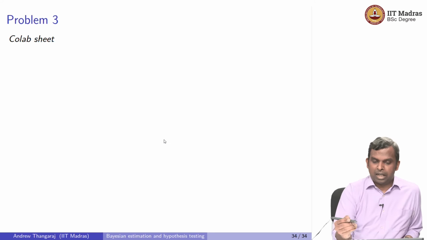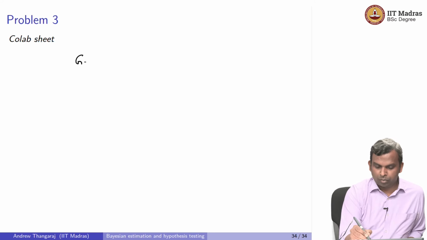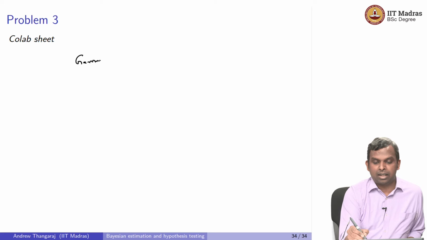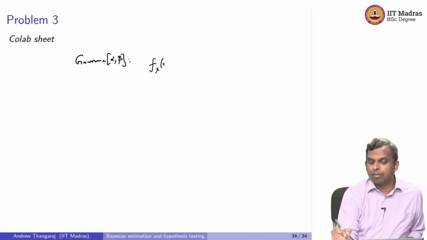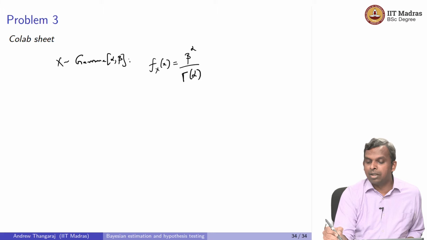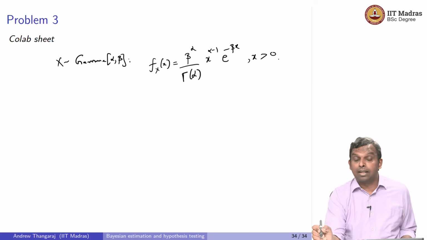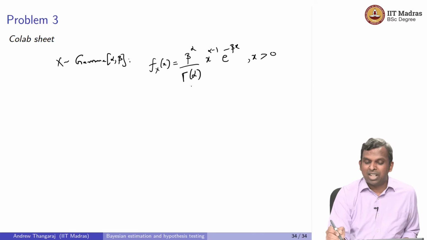Okay, so the gamma distribution, I described it a little earlier in one of the other lectures. If x is gamma(alpha, beta), the PDF is beta^alpha / Gamma(alpha) times x^(alpha-1) e^(-beta x) for x greater than 0. So this is the gamma distribution. This gamma function is some special function. We can assume it exists and you know what it is.